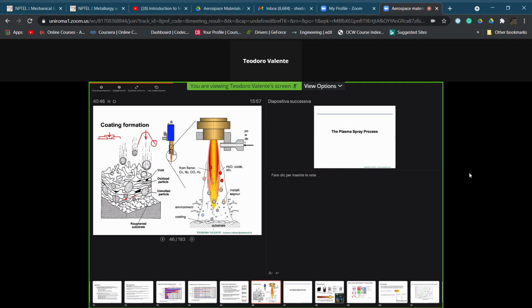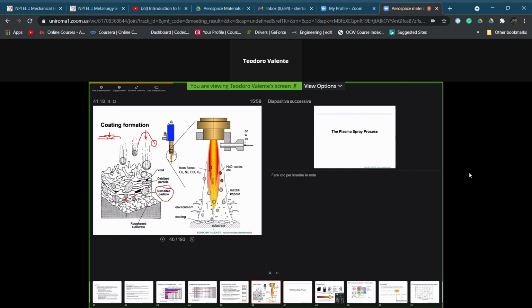And so we can have unmelted particles, for example. This is one of the quality control parameters, very important, because the unmelted particle, depending on the material composition, is able to represent some weak point inside the coatings, having in mind, for example, mechanical properties. Or we can have not a complete coverage, layer by layer.